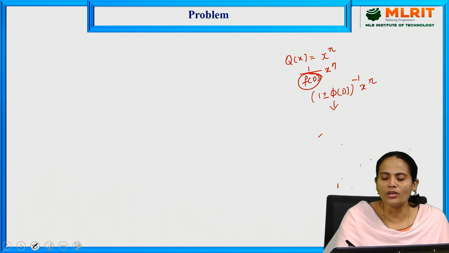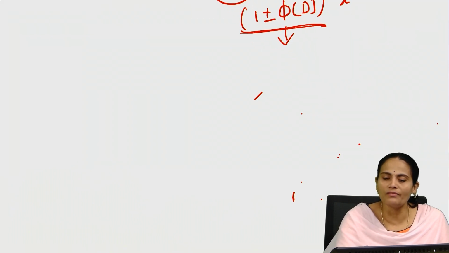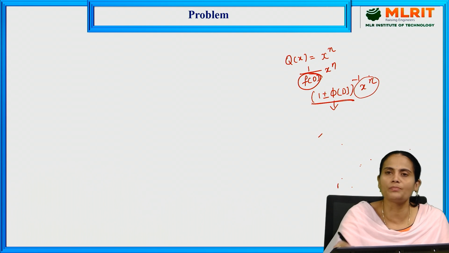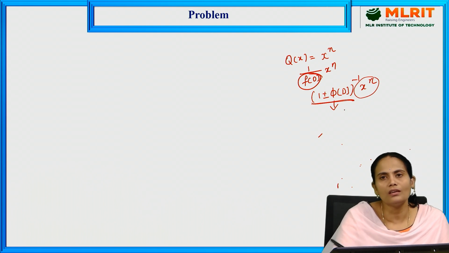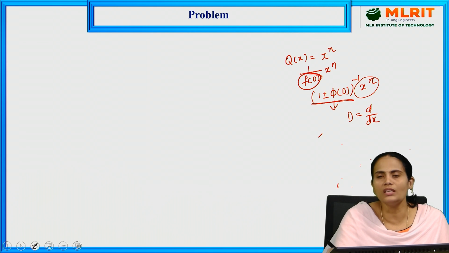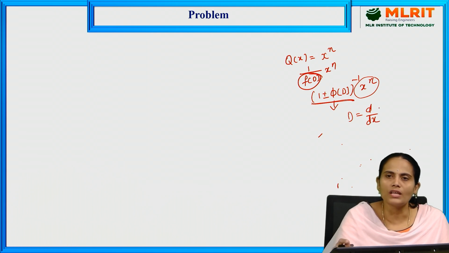Then later you have to expand this by using the binomial theorem. So use the binomial theorem, then expand this. Then later you have to multiply with each and every term of this expansion. Then operate. So what does D stand for here? D stands for d by dx. So that gives the yp of the given Q of x, which is a polynomial.